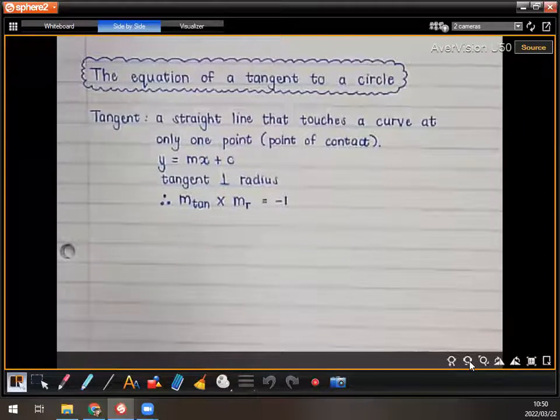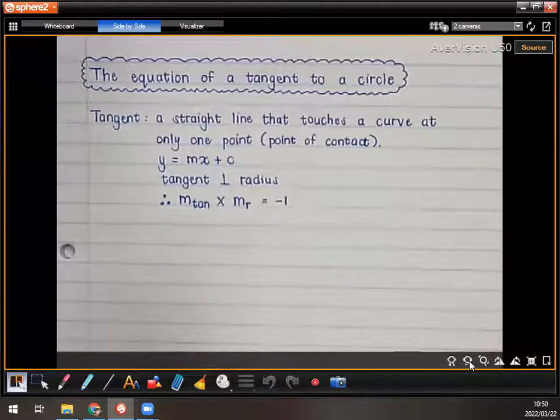Okay, so guys, whenever you see the word tangent, I want you to think straight line. Tangent will always be a straight line. It can never be anything else, but they're not going to tell you that it's a straight line. You need to know that. Tangent is always a straight line.